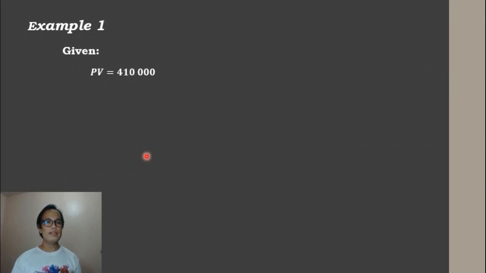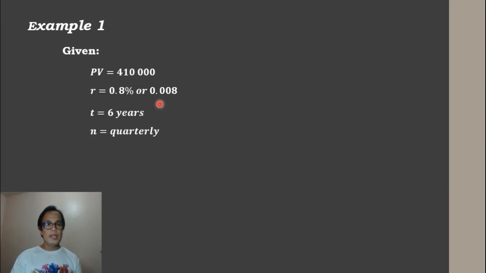For example, we are given the present value of 410,000. Our rate is 0.8%, or that is in decimal is 0.008. Then our time is 6 years. Then the N is quarterly. When we say quarterly, that means the amount is compounded 4 times a year. That means quarterly, that is every 3 months. So meaning when we say quarterly, our N here is equal to 4 because the amount is compounded 4 times a year. Then we will solve for the future value and the compound interest.